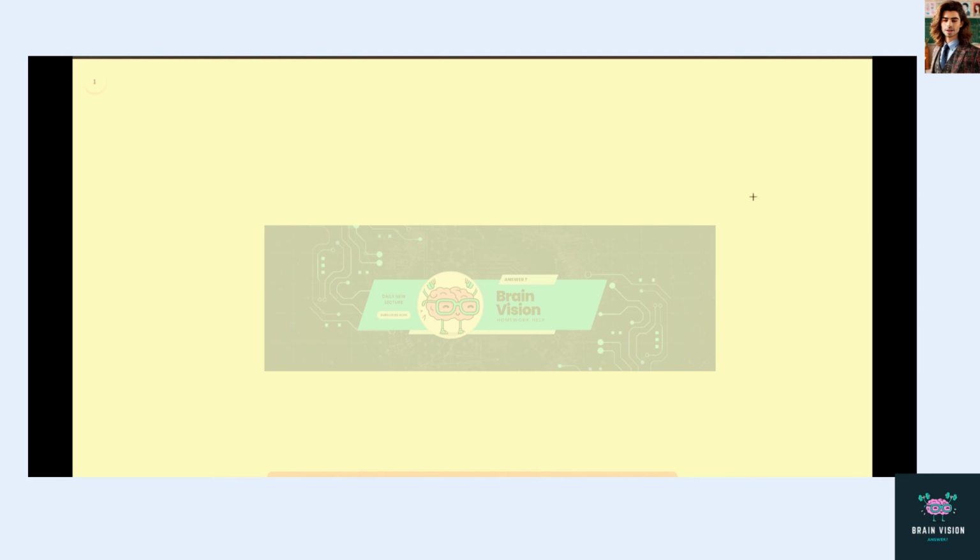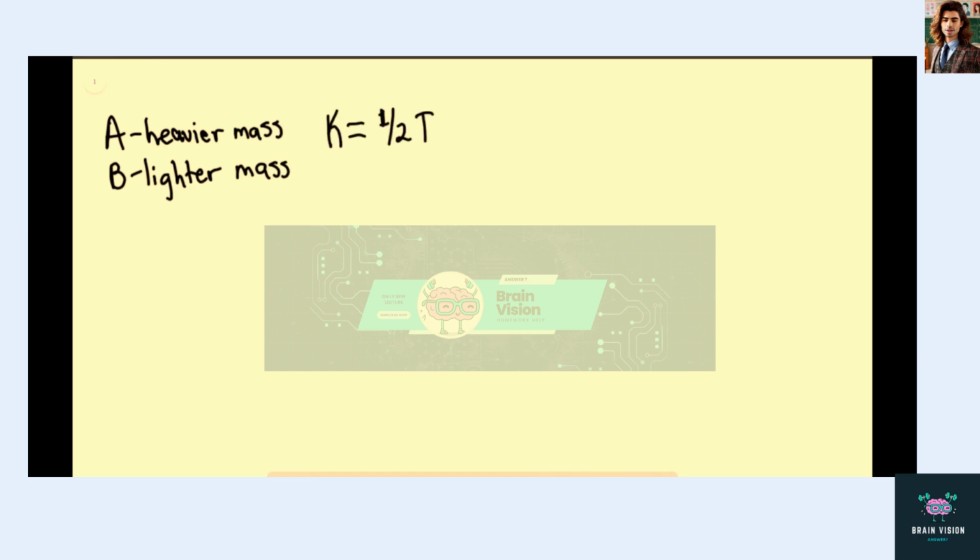So here we're going to let the kinetic energy of the system be the kinetic energy of the two masses, since the rod is treated as massless. A would be the heavier mass, and we can say that B would be the lighter mass. Therefore, the kinetic energy would be equal to 1/2 the moment of inertia of the heavier mass times the angular velocity of the heavier mass squared, plus 1/2 times the moment of inertia of the lighter mass times the linear velocity of the lighter mass squared.